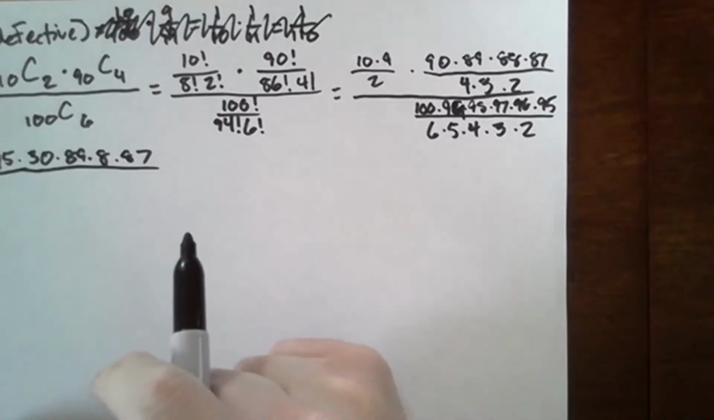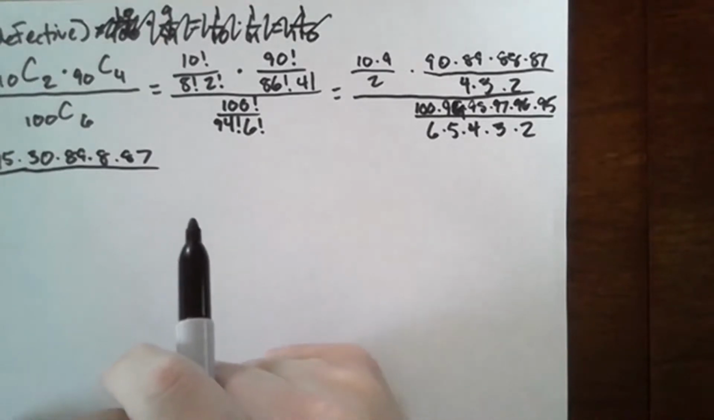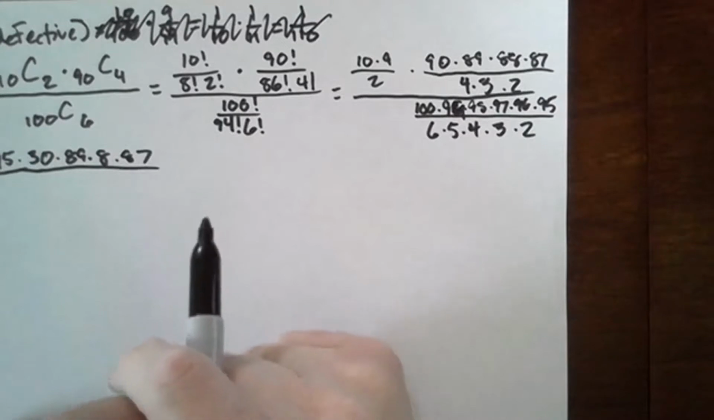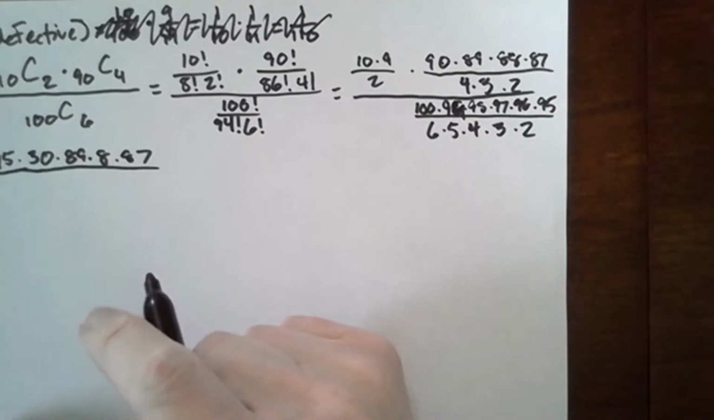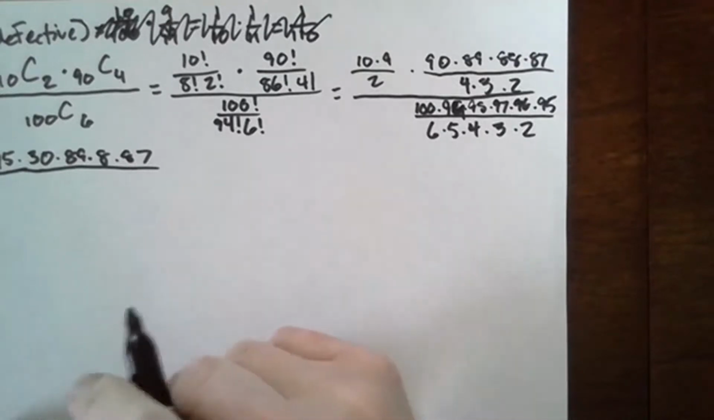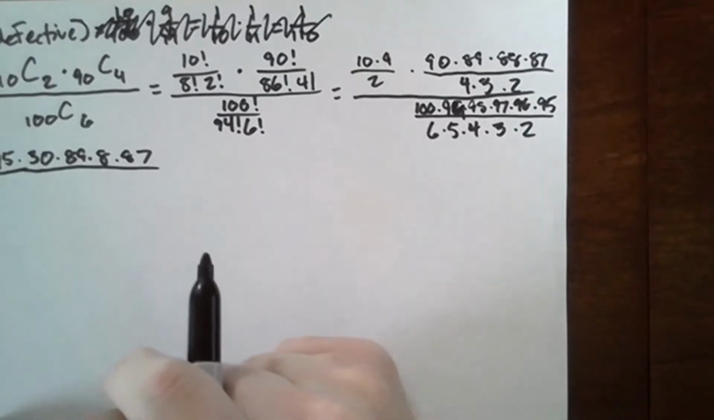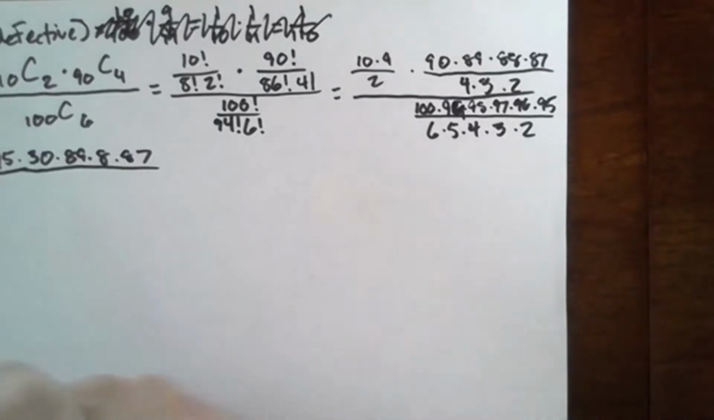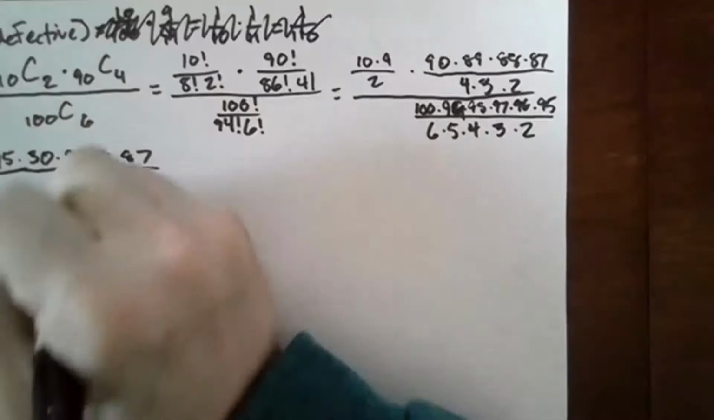So then we've got 100 times 99 times 98 times 97 times 96 times 95 over 6 times 5 times 4 times 3 times 2 times 1 times 2. It doesn't matter if we include that one or not. So 96 is divisible by 6. 96 over 6 is 16.